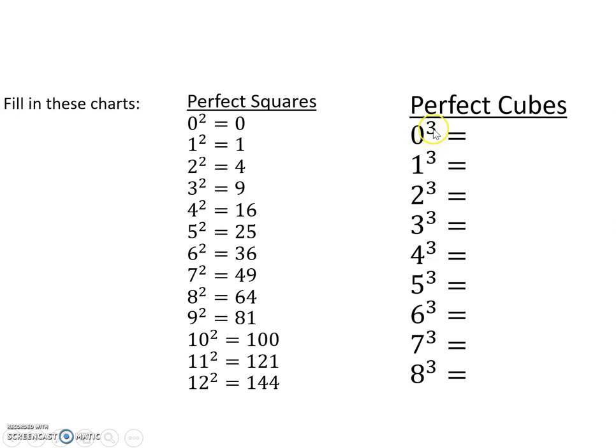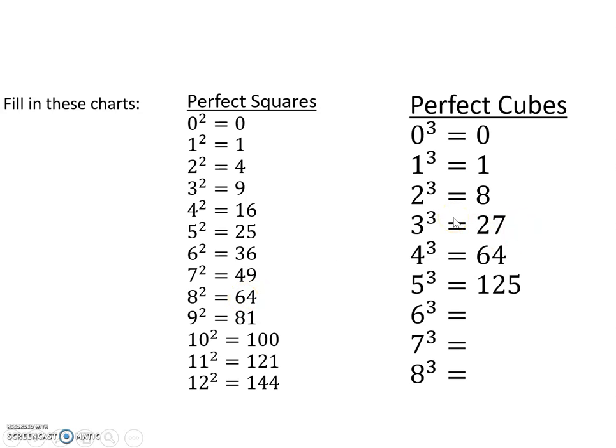Perfect cubes, well, any number times itself 3 times. So 0 times itself 3 times, still 0. 1 times itself 3 times, still 1. So notice how 1 and 0 are both perfect squares and cubes, right? 2 cubed is 8. 3 cubed, 3 times 3 times 3, 27. 4 cubed is 64. So notice how 64 is a perfect cube, is also a perfect square.